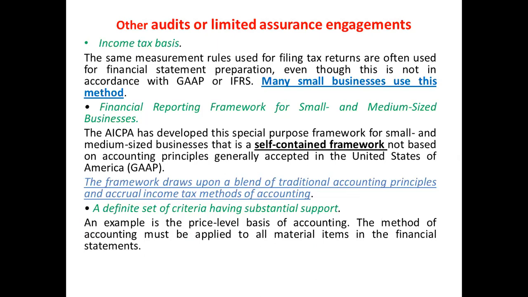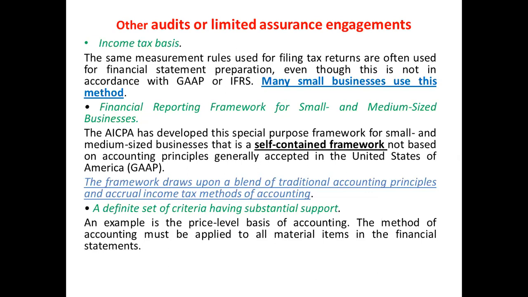Also, there is a financial reporting framework for small and medium-sized businesses. The AICPA has already developed a certain framework for small and medium-sized businesses that must be followed instead of the general GAAP or general IFRS. That means small and medium-sized businesses should follow a self-contained framework, issued by the AICPA, instead of the general GAAP or general IFRS rules. This framework is a blend of traditional accounting and accrual income tax methods of accounting.